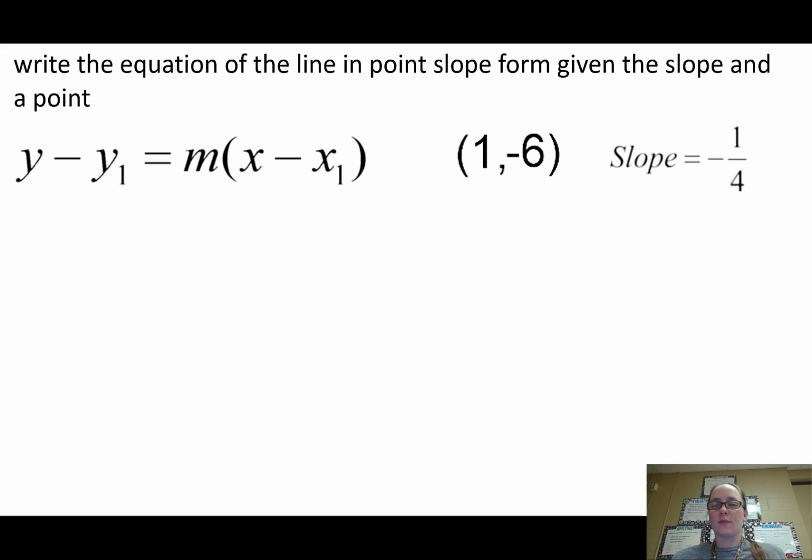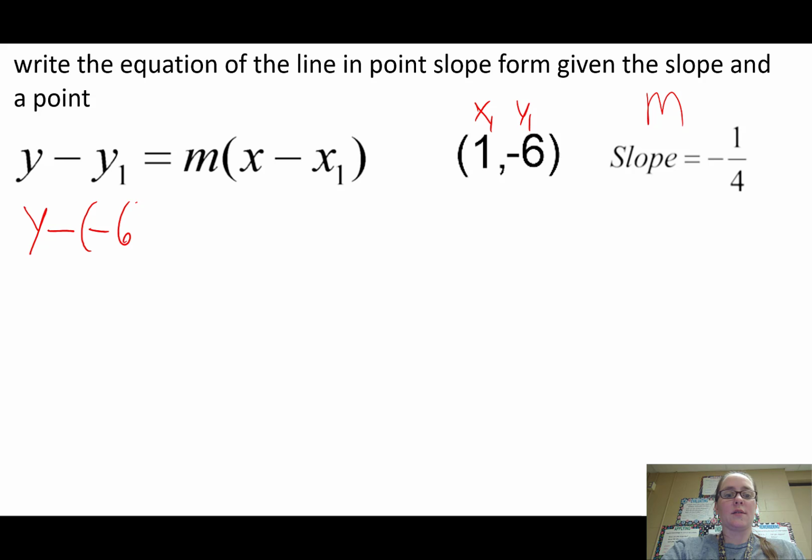All right, so let's practice with another one. So I've got my x1, y1, and I have my m, which is my slope. So all I have to do is plug in. So y minus a -6 equals -1/4 times x minus 1.